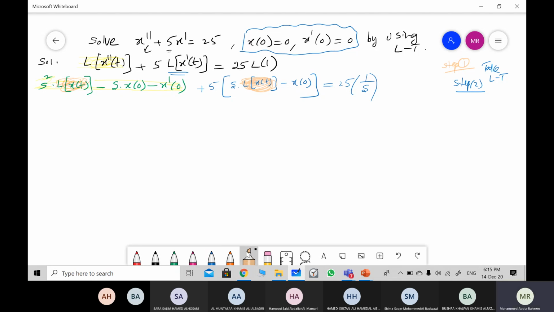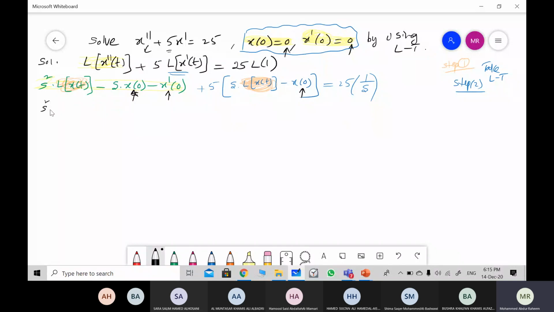How much x of 0? x of 0 how much? 0. x dash 0 how much? 0. So x of 0 how much? Shaima, x of 0 how much? Bushra, how much? 0. This we will write here 0, here 0, here also 0. Okay, because these two conditions.